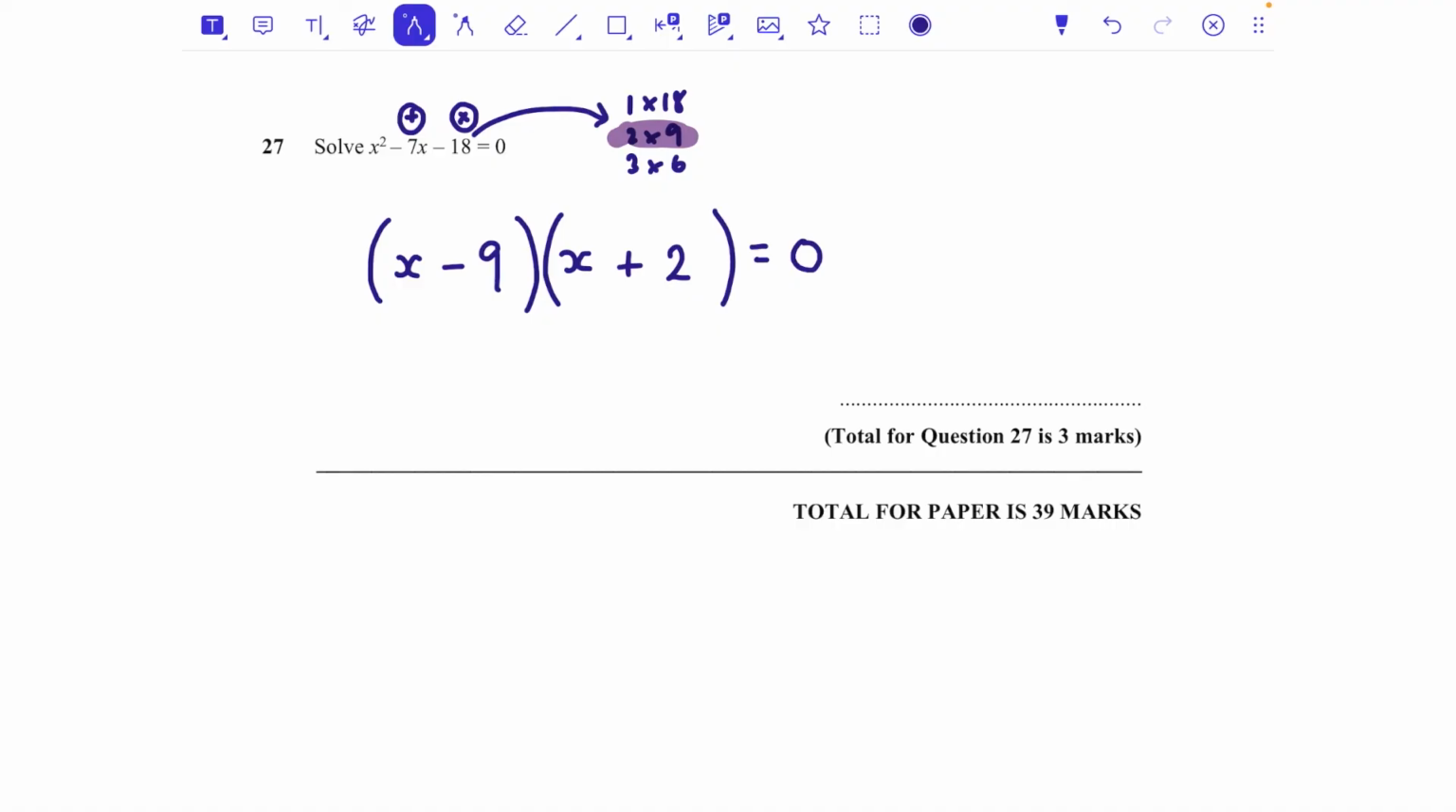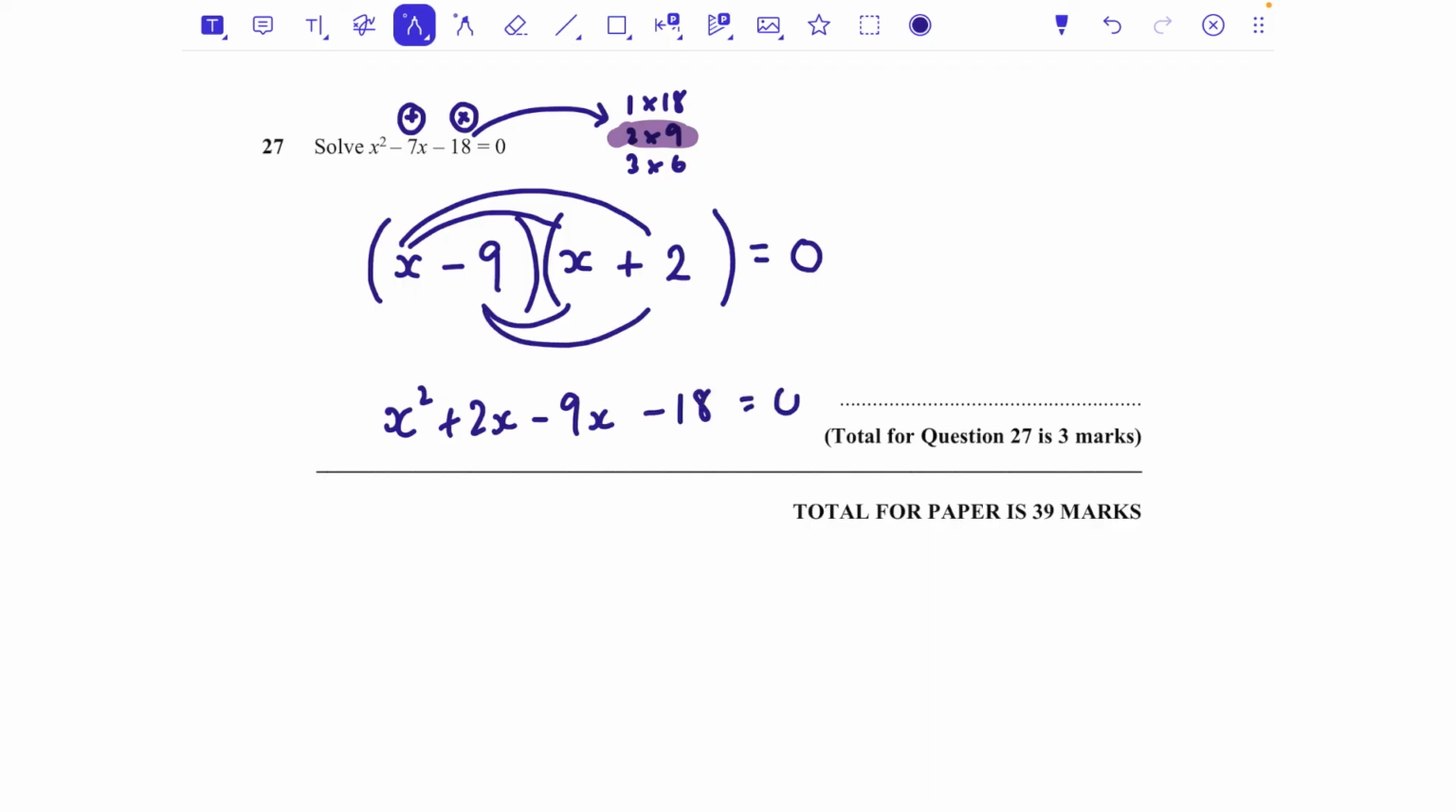So watch what happens when you expand this out. X times x is x squared. X times 2 is 2x. Minus 9 times x is minus 9x. And minus 9 times 2 is minus 18. And that equals 0. And then these two would make minus 7. So that gets us what we've got there. So that's why it works. Adding to make the number in front of the x, and multiplying to make the constant term.